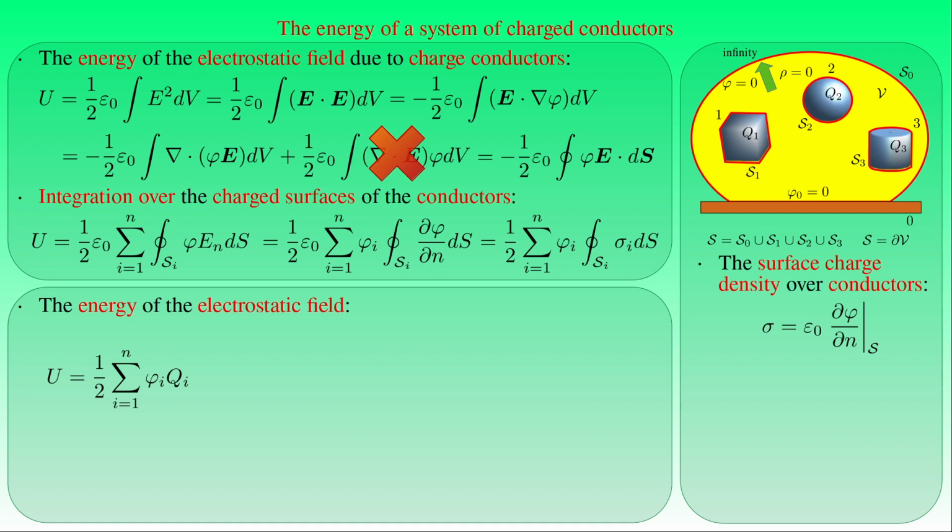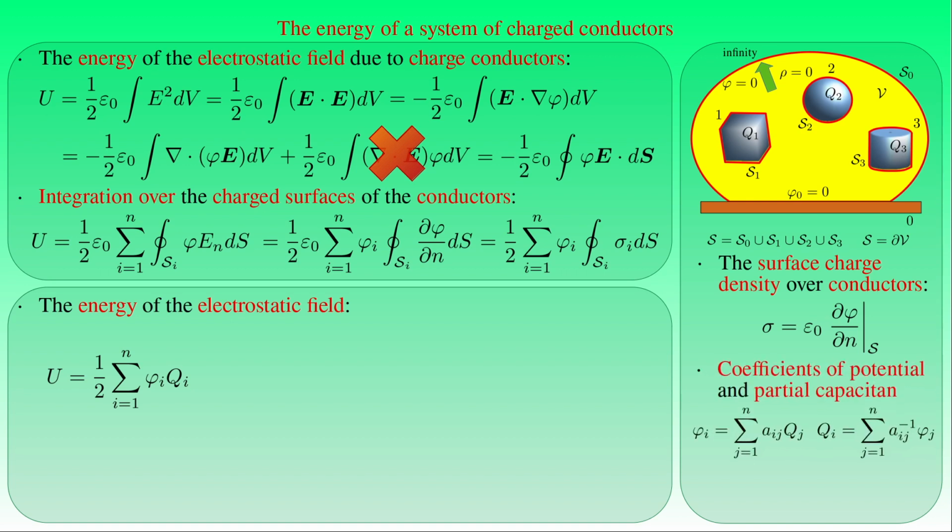from I equals 1 to n. We already established that the potentials phi I can be expressed as functions of coefficients of potential and charge, or in the inverse problem the charges Qi can be written as functions of partial capacitances and potentials. As a result, the energy U has a quadratic form, that is U is equal to 1 over 2 times the sum of the coefficient of potential A sub ij, times the charge qi, times the charge qj from I and j equal 1 to n, or 1 over 2 times the sum of the partial capacitance given by the inverse of A sub ij, times the potential phi I, times the potential phi j from I and j equal 1 to n.